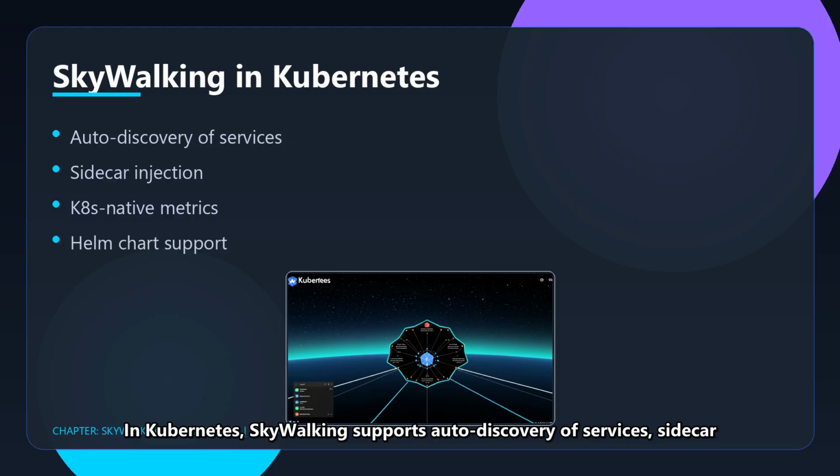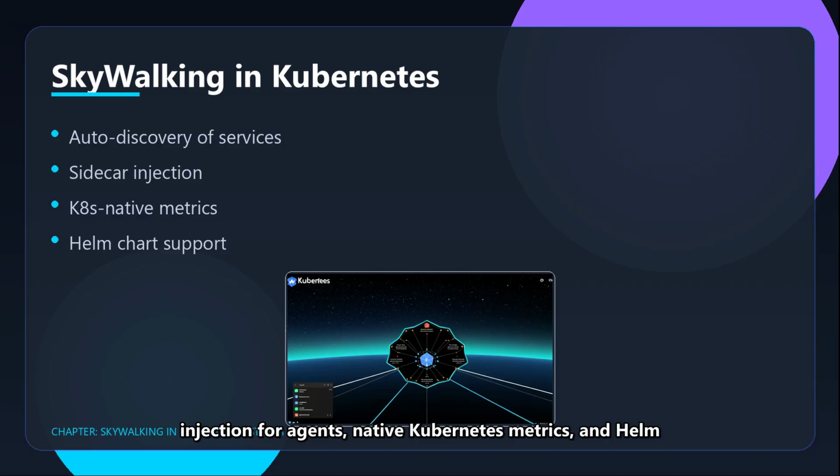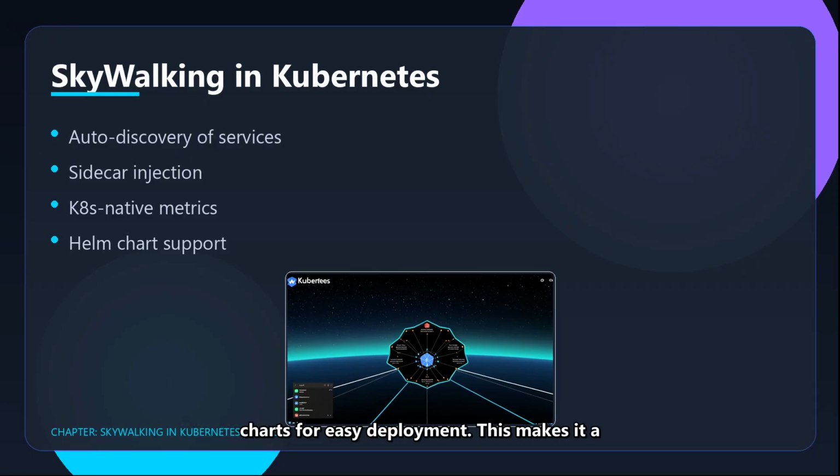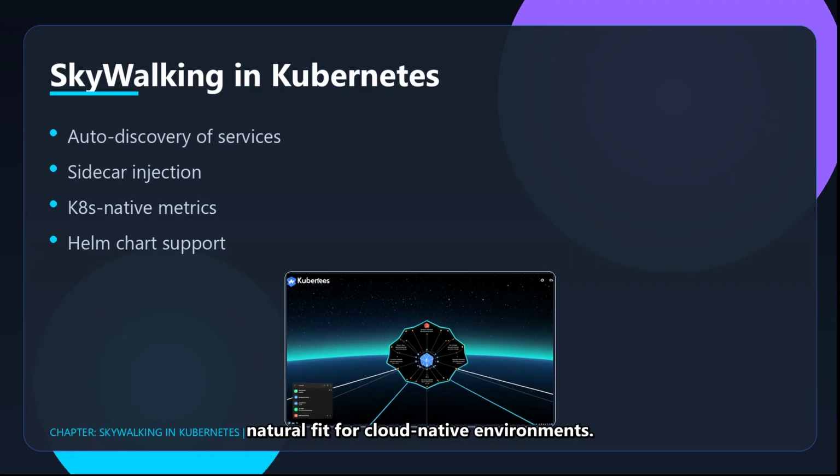In Kubernetes, SkyWalking supports auto-discovery of services, sidecar injection for agents, native Kubernetes metrics, and Helm charts for easy deployment. This makes it a natural fit for cloud-native environments.